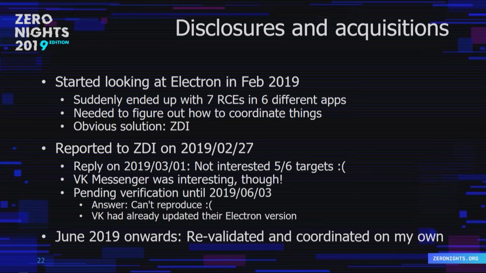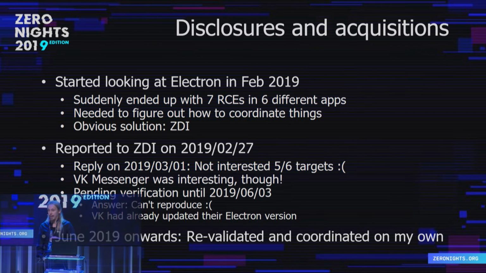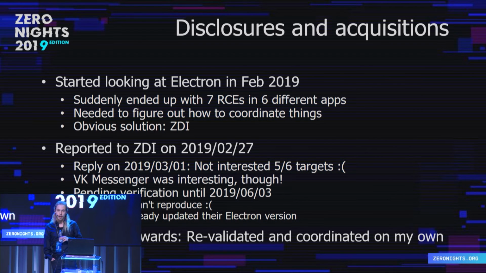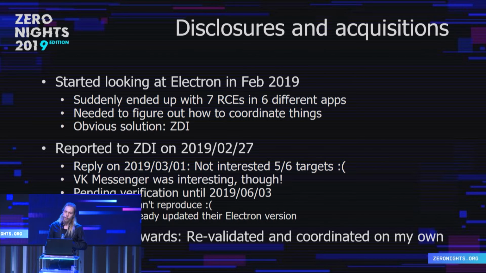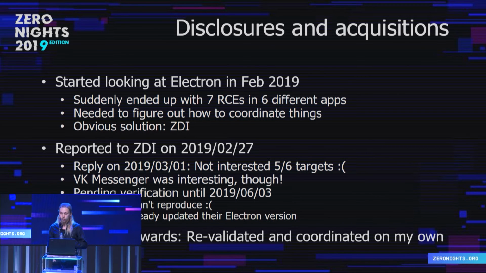What was more disappointing was the response I finally got. In June, ZDI emailed me and told me that they had tested the VK Messenger exploit and come to the conclusion that it doesn't work. It's not a valid exploit. What had happened is that 3 months had gone by and VK Messenger had already upgraded the version of Electron they were using. It was no longer exploitable. ZDI was testing the latest version and that didn't have the vulnerability anymore.